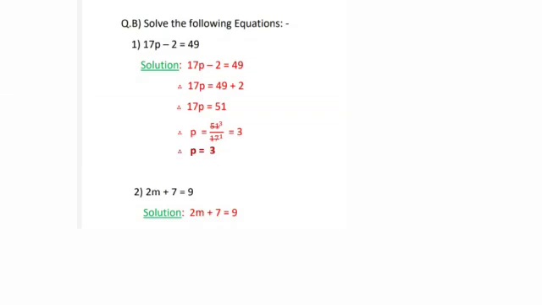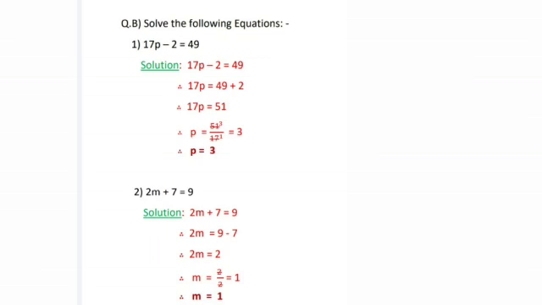Solve the following equations. The first one, 17p minus 2 is equal to 49. Now here your left hand side is 17p minus 2 and your right hand side is 49. Now this minus 2 of your left hand side, when it goes to right hand side, it gets converted into addition. So therefore 17p is equal to 49 plus 2. Therefore 17p is equal to 51.